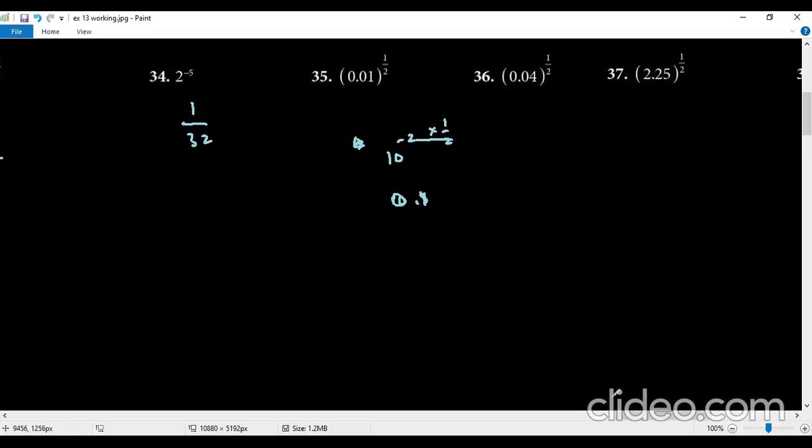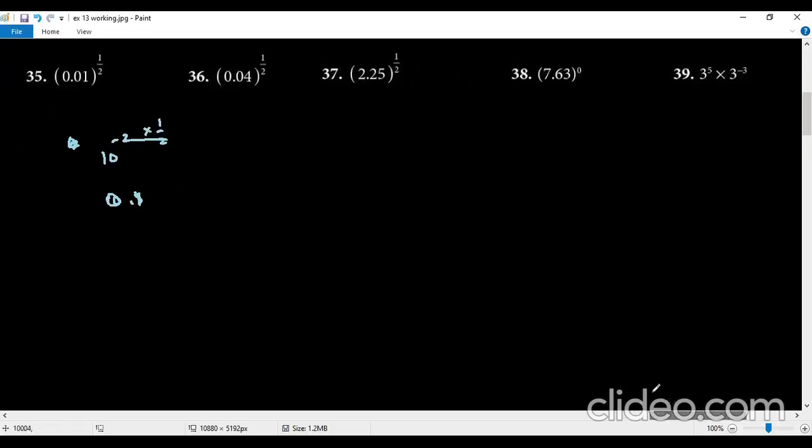Now comes 0.04. That means 4 is having a power of negative 2, 1 over 2, these two cancel, and 4 to the power minus 1, that is 1 over 4. That means it's going to be 0.2.